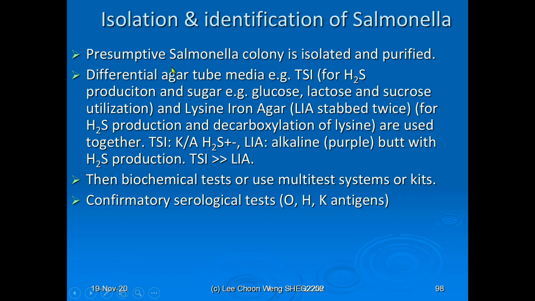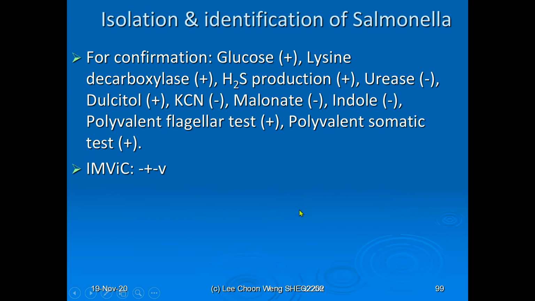So once you have a presumptive Salmonella colony, you have to purify it and then carry out biochemical identification tests, either separately, or you can use a multi-test kit. Then final confirmation is via serological tests. Okay, so these are some of the confirmation results for Salmonella identification.